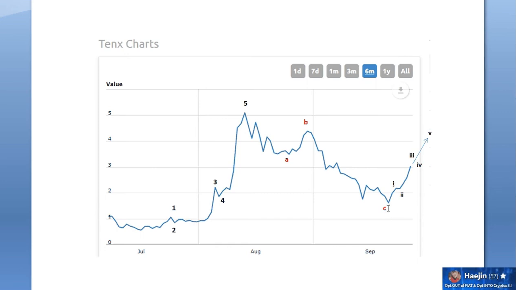Okay? So here it is, 1, 2, 3, 4, 5. We really want to look for a 5-wave impulse to signal a trend, a change in trend. Okay? I hope this is helpful.